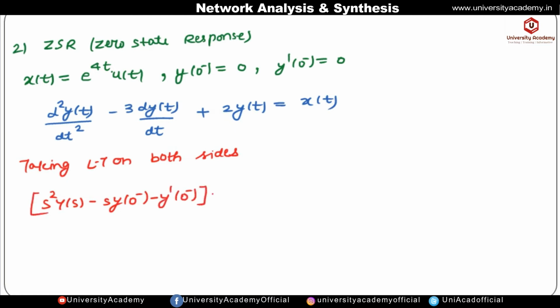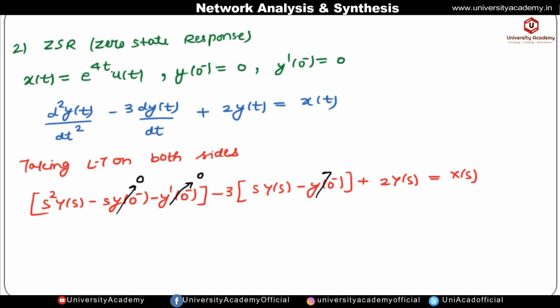Okay, then it is minus 3 into s into Y(s) minus y(0⁻), then plus 2 into Y(s) is equal to X(s). Okay, so here y(0⁻) is 0, that is, the initial conditions are 0, so y(0⁻) is 0, y'(0⁻) is also 0, and this is also 0, so all the initial conditions are 0.